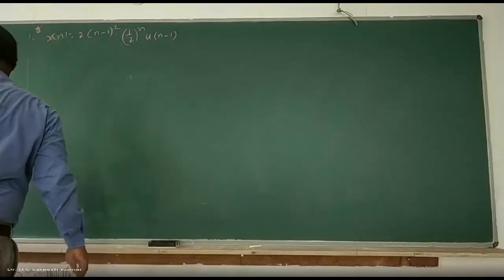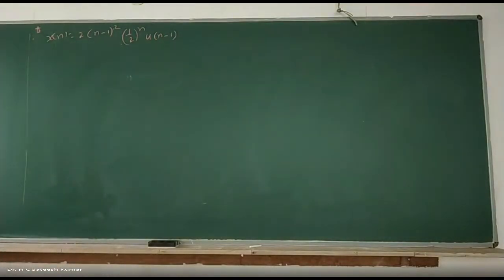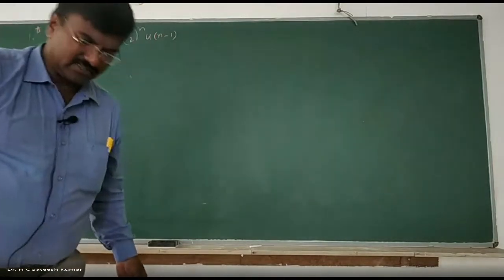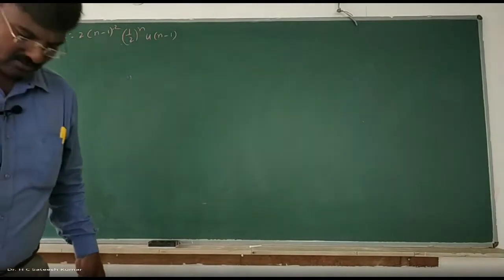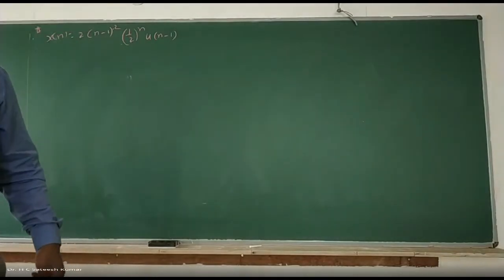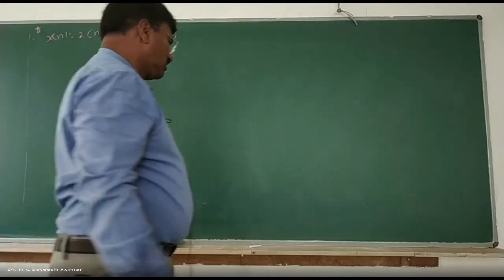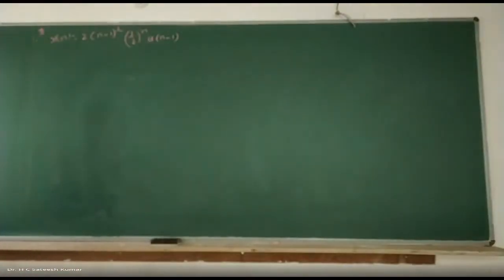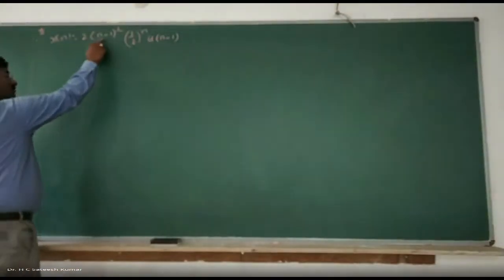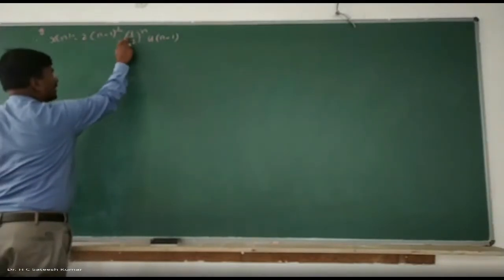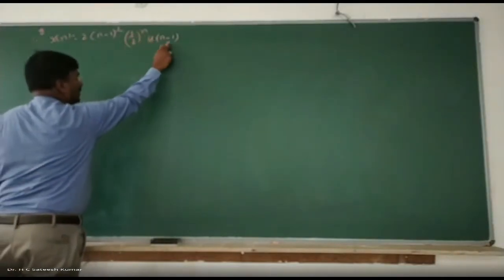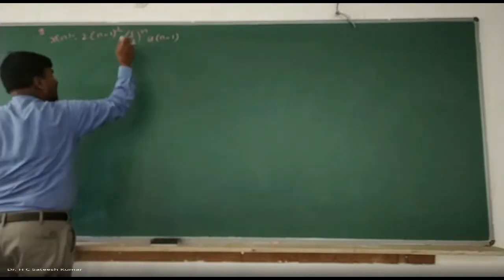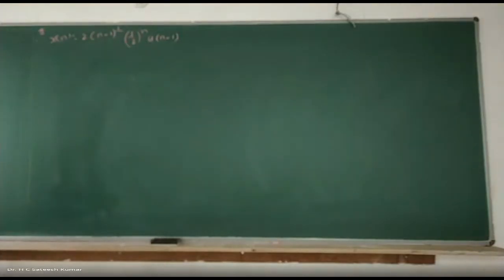If you directly go for substitution, it becomes very complex. Don't go for the direct substitution. Instead, you should modify the given problem, otherwise it's very difficult. How will you do that? See, we have n minus 1 here, half to the power of n here, and u of n minus 1. Here n minus 1 is there, here it is not there. So try to make it n minus 1.